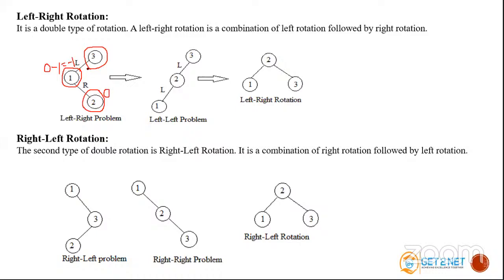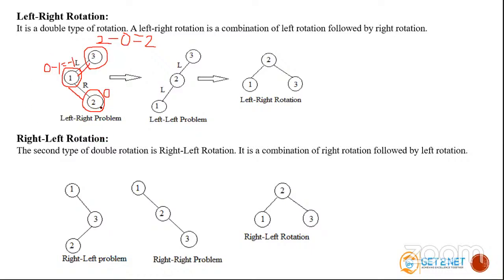How it is 2? Because here the height of the left subtree is 2, right? 1 and 2. This is 1. This is 2. The height of the left subtree is 2. And there is no right subtree here. Is there any right subtree to the 3? No. That means 2 minus 0, that equals 2. So 2 is not our balance factor. That means it is not balanced. In the left-right problem, this tree is not my balanced tree.